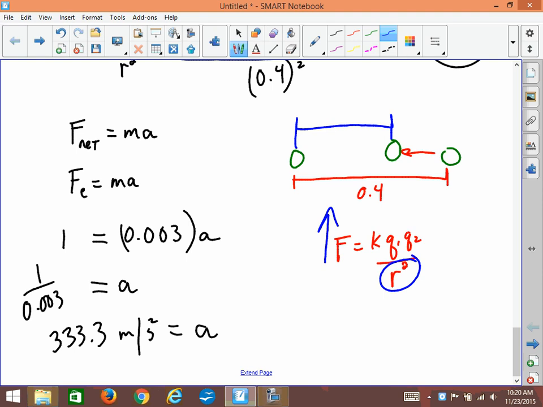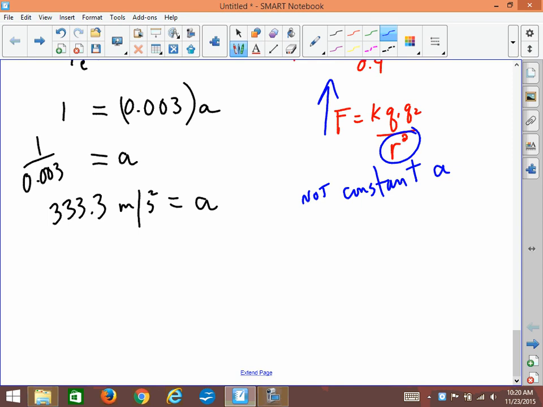So this is not a state where we have a constant acceleration. So the object doesn't accelerate at 333 all the way until it collides with the other object. It continuously accelerates faster and faster and faster because of the increase in force, which makes it a little bit trickier. Okay, any questions about that?